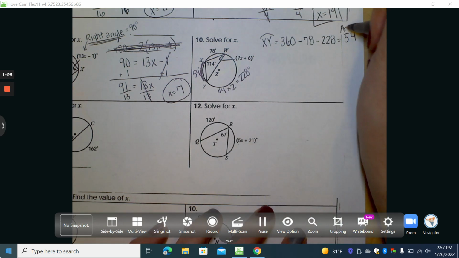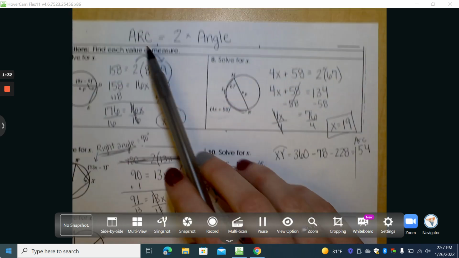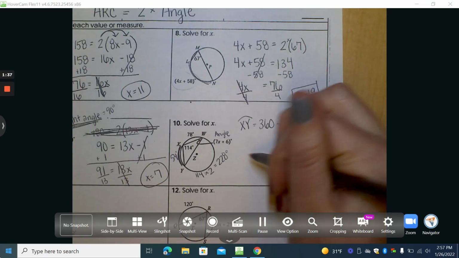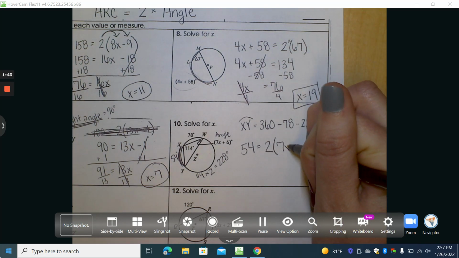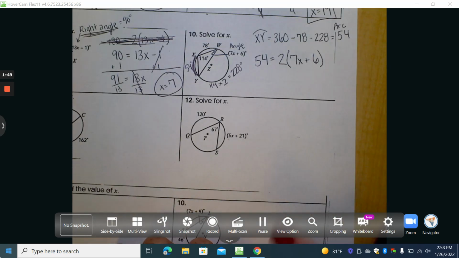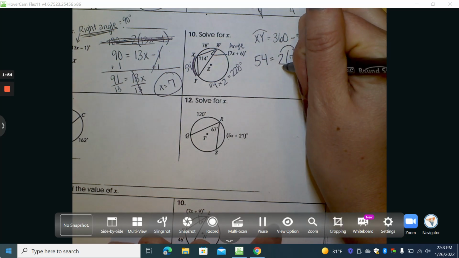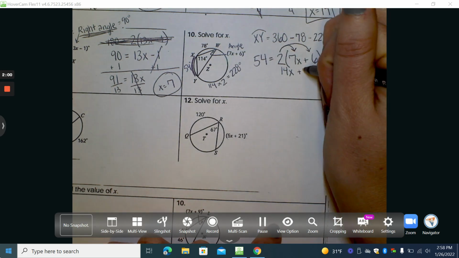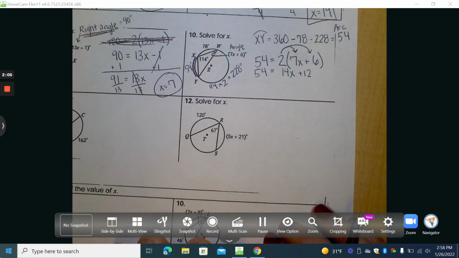So I now know my arc and I now know my angle. And so we're going to use that same idea that we've written at the top. My arc equals 2 times my angle. So my arc, 54, equals 2 times my angle, 7x plus 6. That is going to be the equation I start solving for. We'll distribute and we'll do some subtraction and division. So distributing first, 2 times 7 is 14x. And 2 times 6 is 12. So 54 equals 14x plus 12.